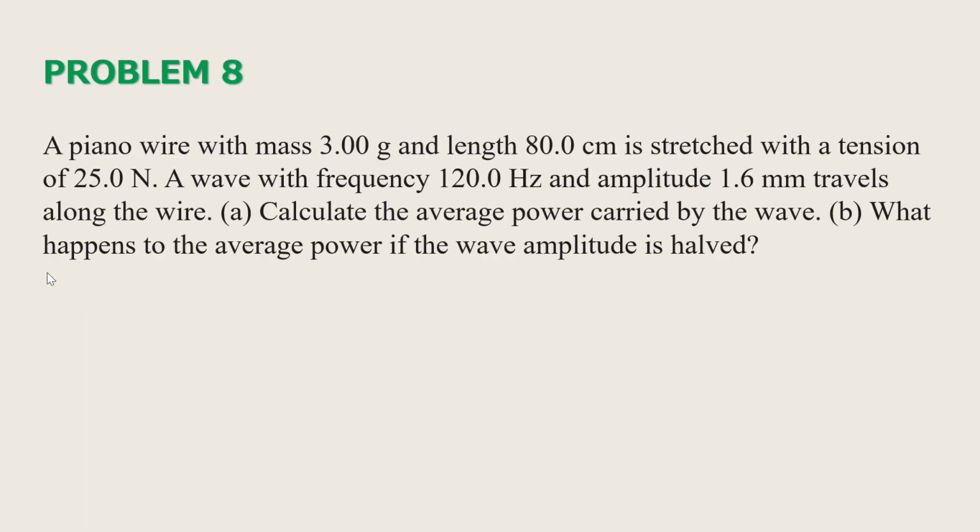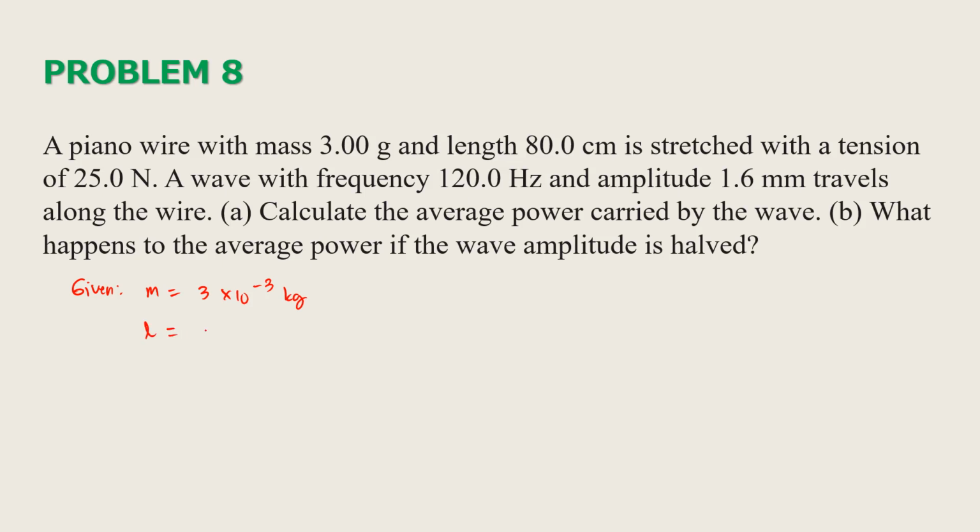So for the next problem, we have a piano wire with mass 3 grams and length 80 centimeters, which is stretched with a tension of 25 newtons. A wave with frequency 120 hertz and amplitude 1.6 millimeter travels along the wire. Calculate the average power carried by the wave and what happens to the average power if the wave amplitude is halved. So we are given the mass, which is equal to 3 times 10 to the minus 3 kilogram.